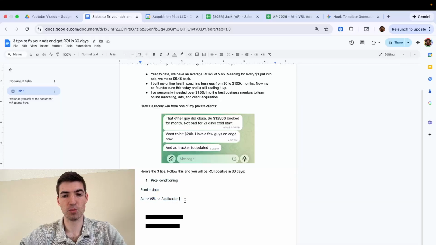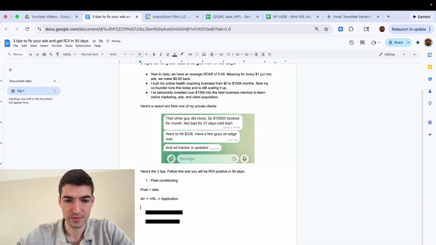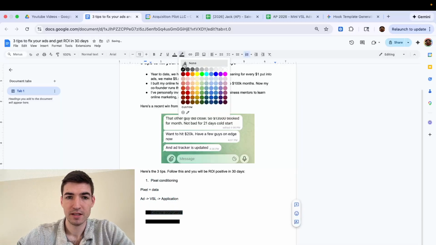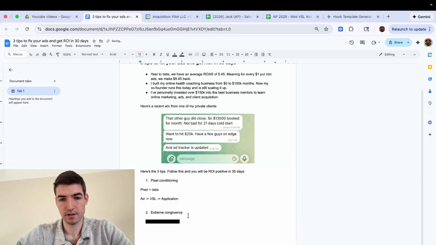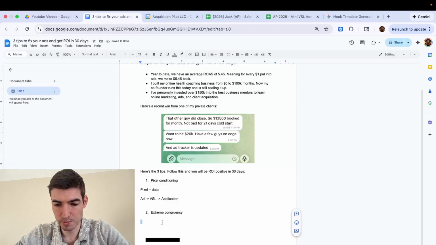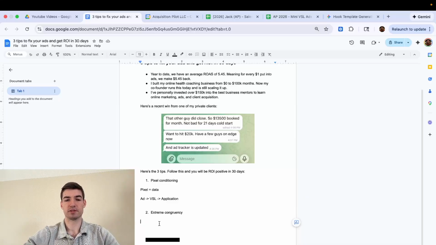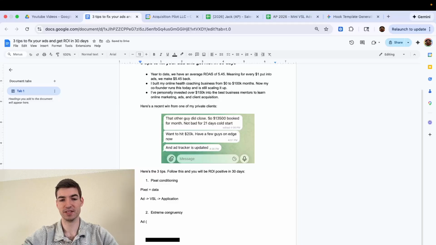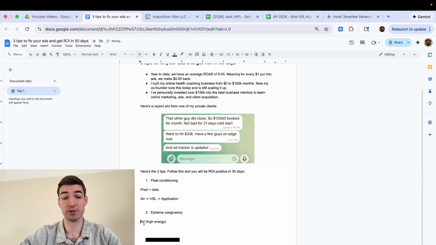So fix this, number one. That's the first thing here. Second thing is extreme congruency. All right, extreme congruency. So I had a client, I was looking at his ads and his funnel. And basically, I don't remember exactly what this was, but let's say, for example, your ad talks all about, let's say, energy. You're trying to help people get their energy up. So let's say the ad is all about that.